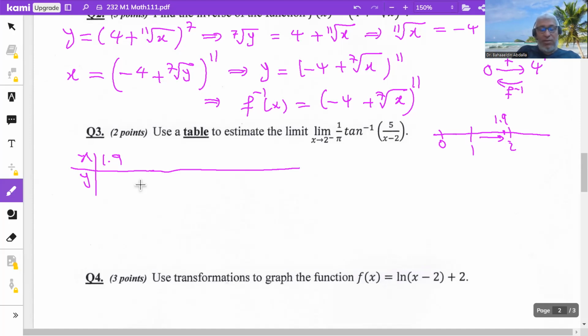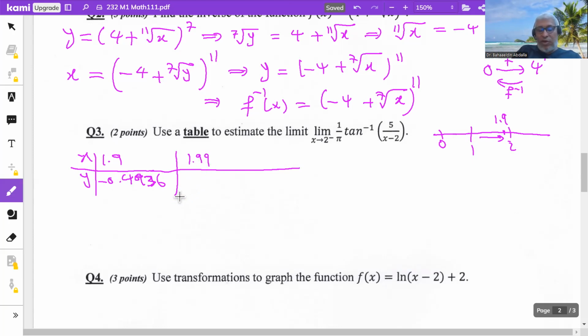The answer is negative 0.4936. It continues, but I'll take only 4 digits. That's enough for me. He said table, so I should choose more than one value. So I come closer, more closer to 2. I'll choose 1.99, for example.